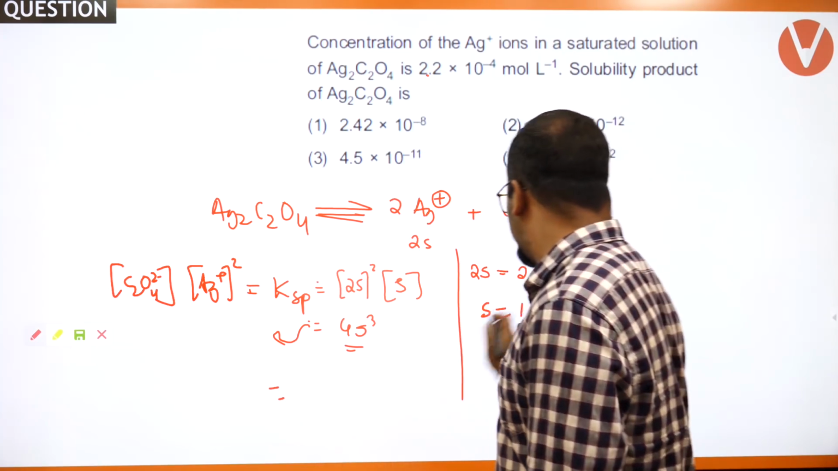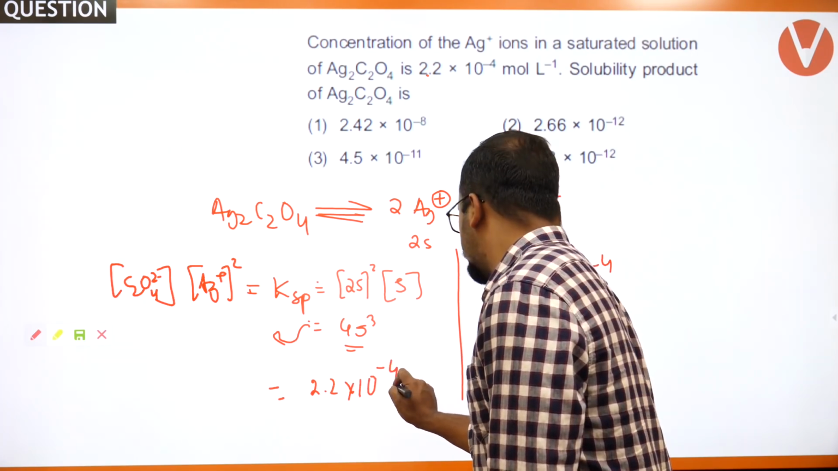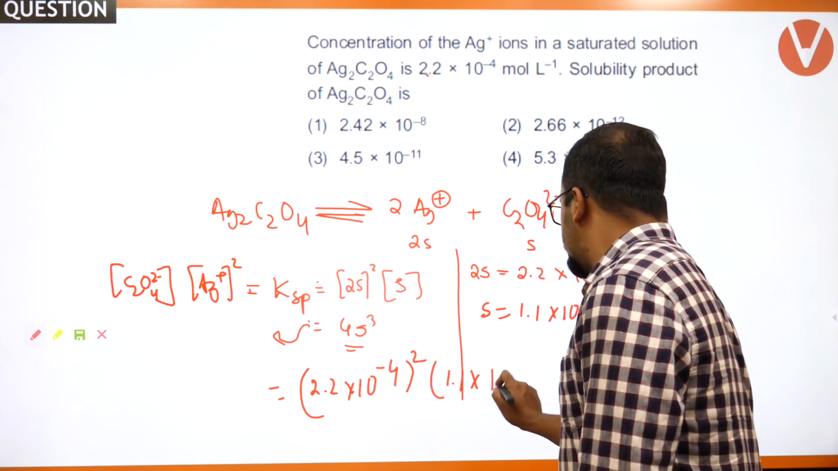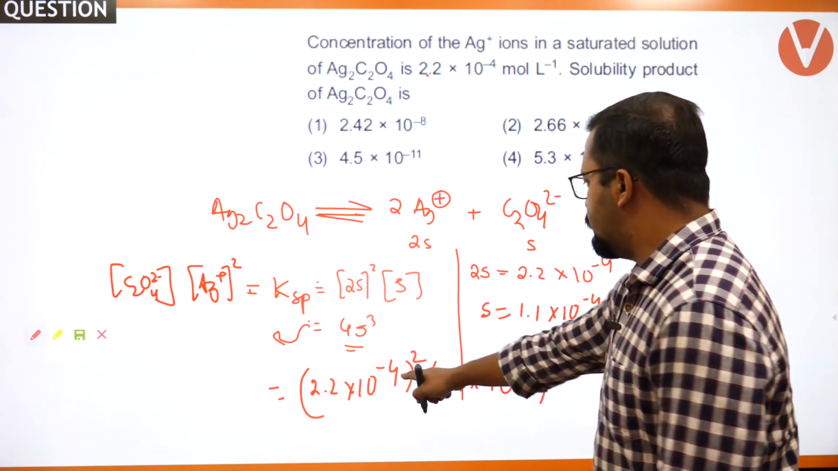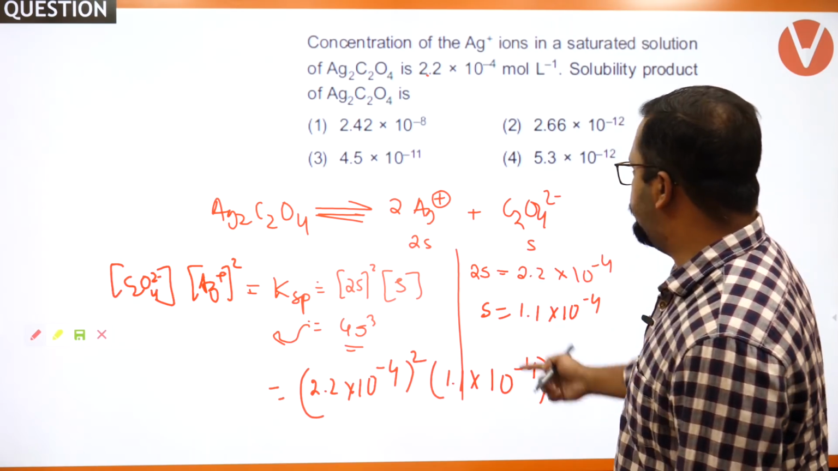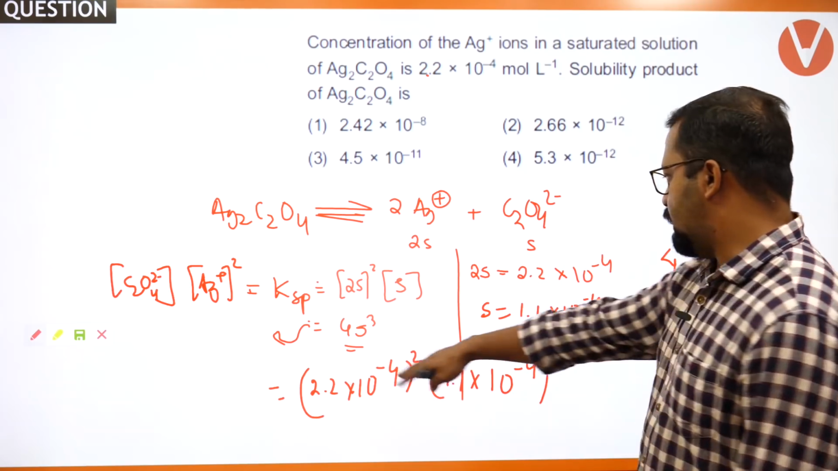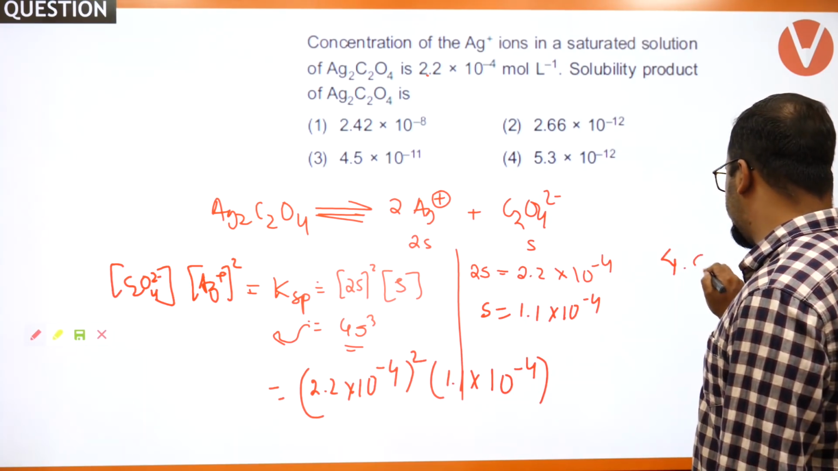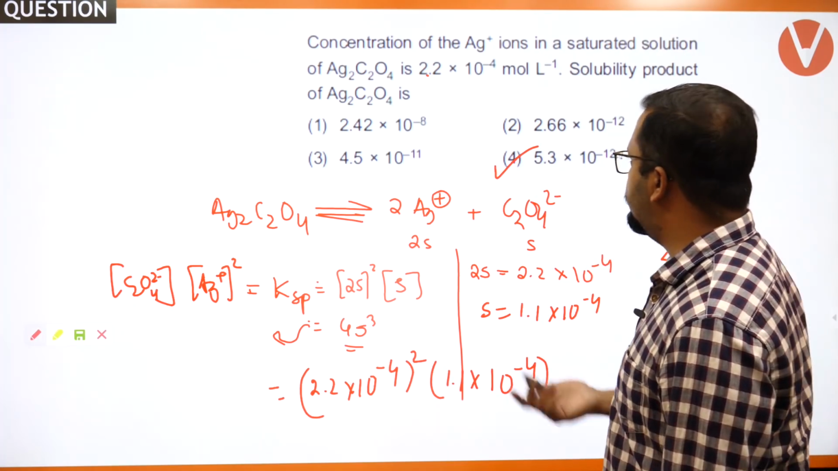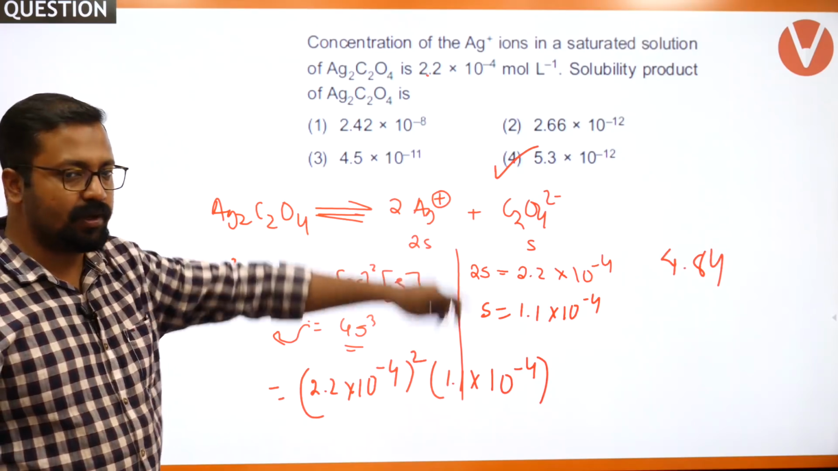So it will turn out to be 2.2 times 10 raised to minus 4 squared, times 1.1 times 10 raised to minus 4. So 4 plus 4 plus 4 is minus 12, and this should be 4.84, so somewhere about 5.3 times 10 raised to minus 12. In my opinion, the right answer should be 5.3 times 10 raised to minus 12.